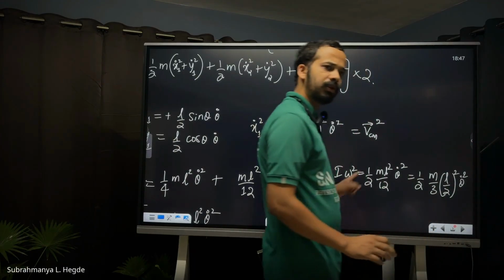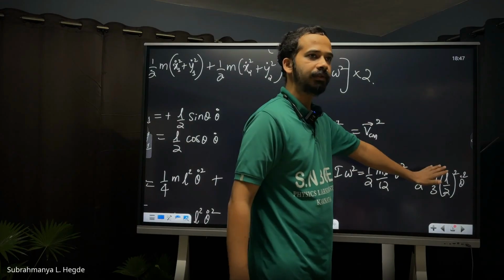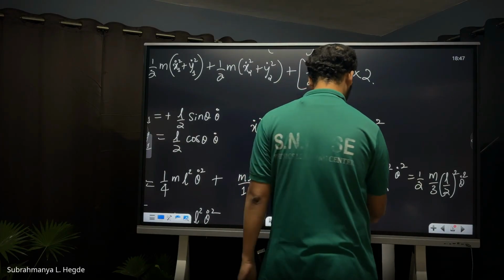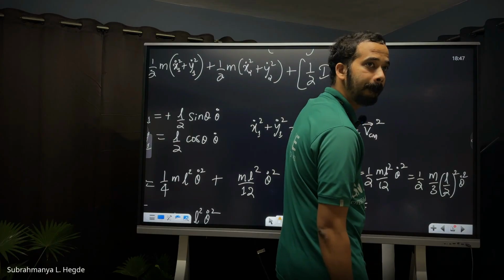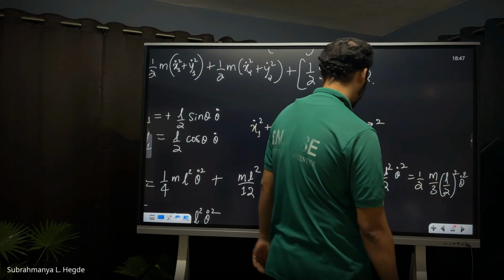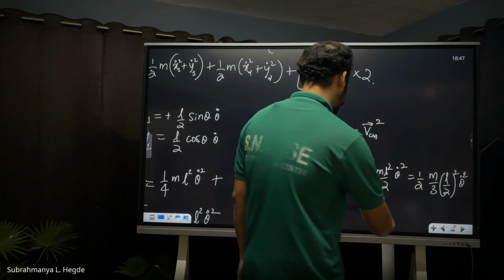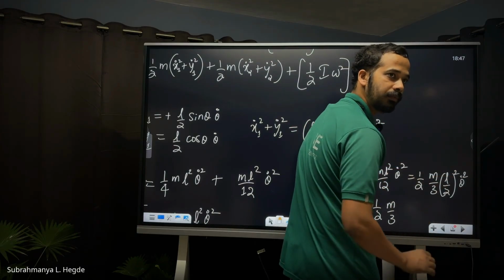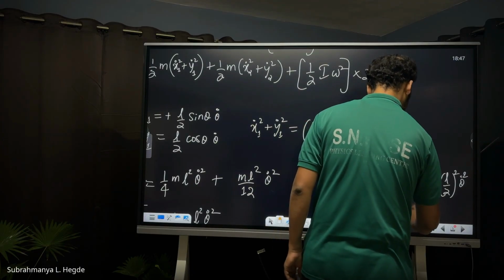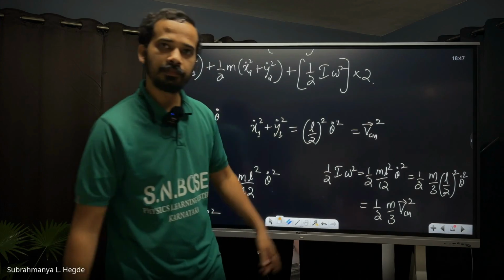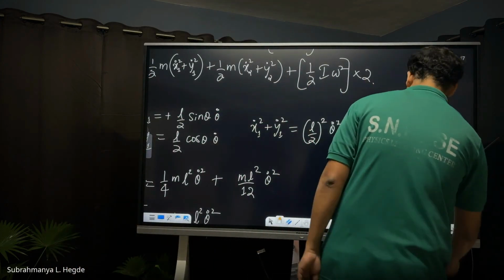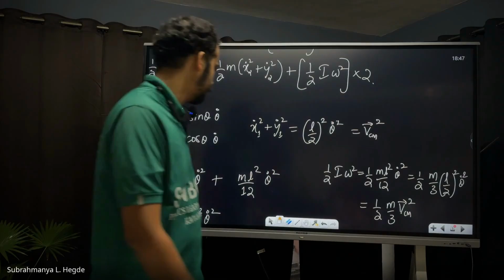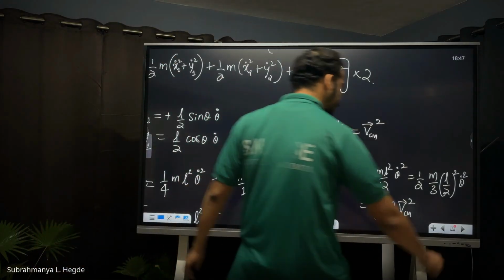I'm writing this one again in terms of VCM because I need VCM ultimately. This is my old approach, but I will have a better, quicker approach. Now what I'm saying is, this one is half of m by 3 into, this is again VCM square. That means half I omega square is half of m by 3 VCM square. Is that okay?